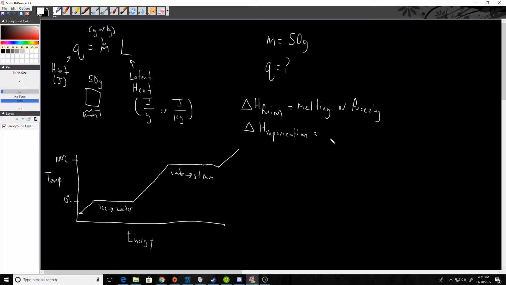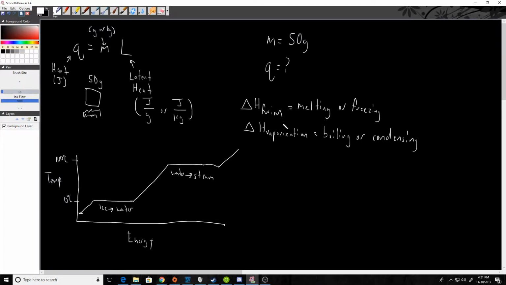This would be boiling or condensing, when we have it as a gas, condensing down into a liquid. So the heat of fusion is how much energy it takes to melt the ice. That's also how much energy would need to be taken from the water to get it to freeze.